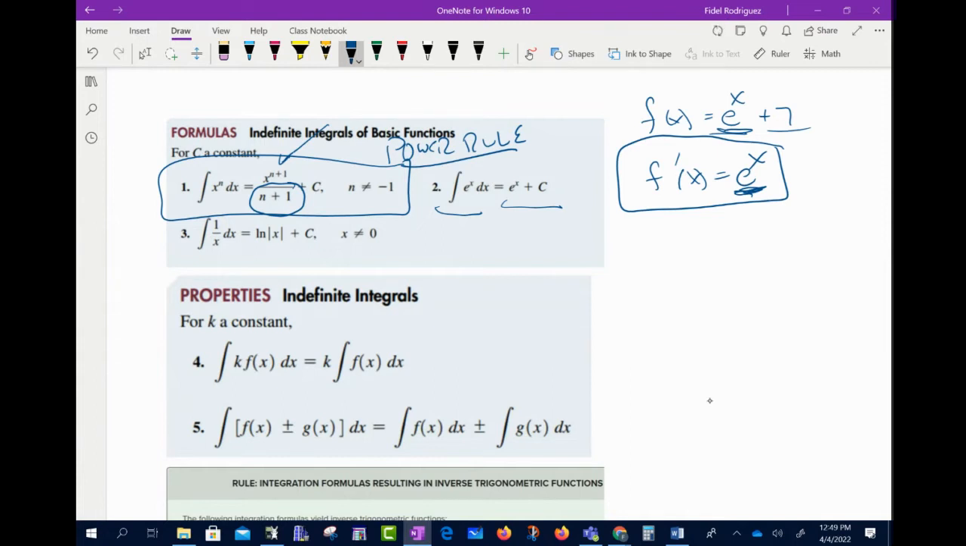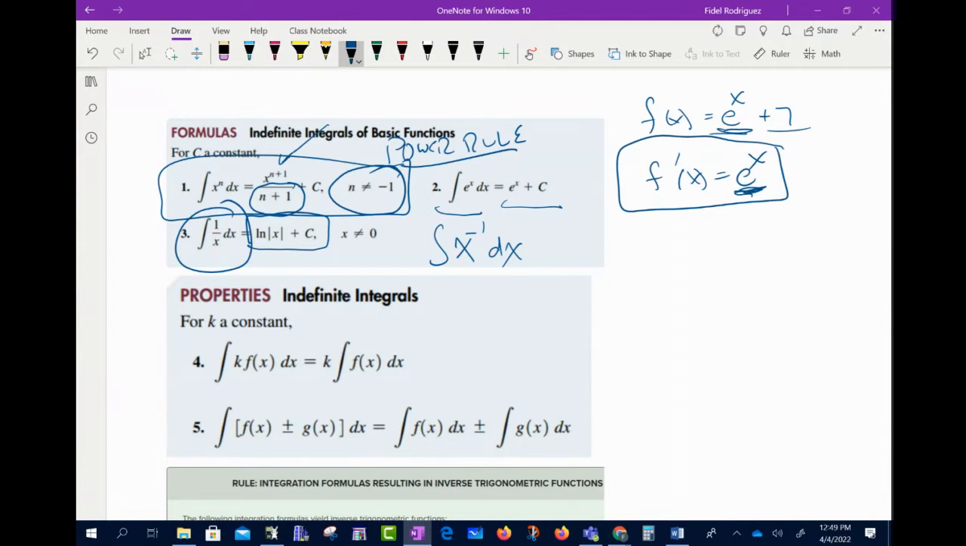Guys, if you notice here on the power rule, it says that my exponent cannot be -1. I want you to think about this one for a second. Look what we have, the integral of 1 over x. Isn't the integral of 1 over x the same thing as x to the power -1? When we do have that integral, y'all, it's the natural log of the absolute value.